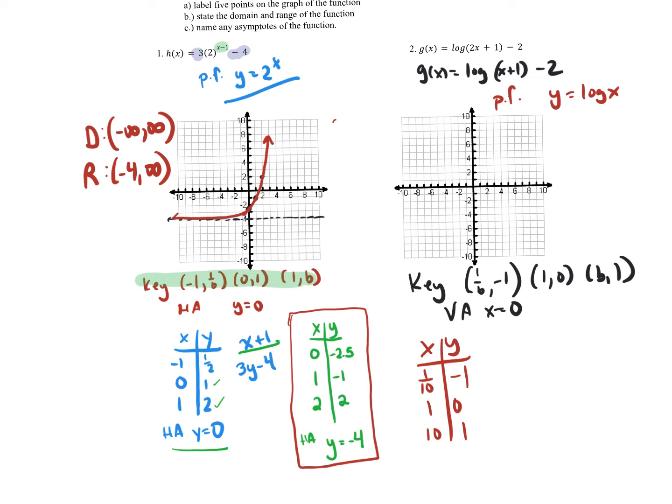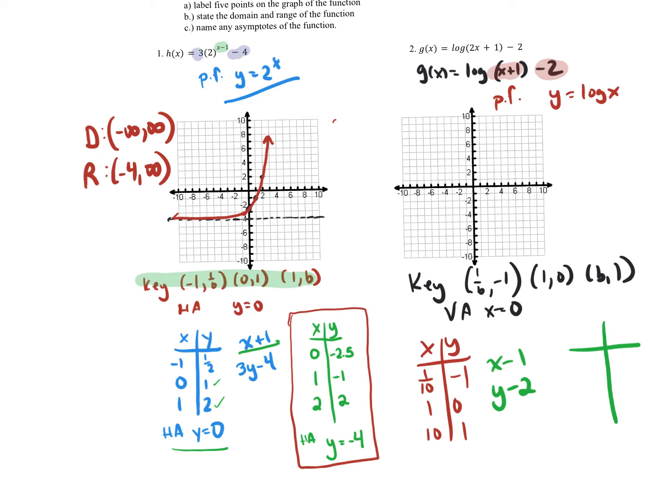So now if I look at what my transformations are, I've got x plus 1 here and minus 2 here. So the x plus 1 inside is going to shift it left by 1. And then the minus 2 on the outside is going to shift the y down 2.